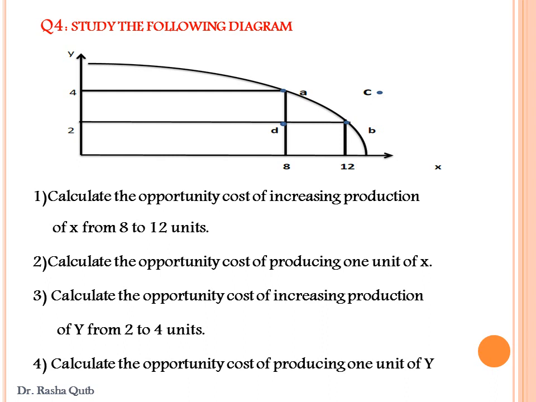The next question gives me a diagram of the production possibility curve of a given economy, and it asks me to calculate the opportunity cost of increasing the production of X from 8 units to 12 units, and to calculate the opportunity cost of producing just 1 unit of X. The third, calculate the opportunity cost of increasing the production of Y from 2 units to 4 units. And the last required item is to calculate the opportunity cost of producing 1 unit of Y.